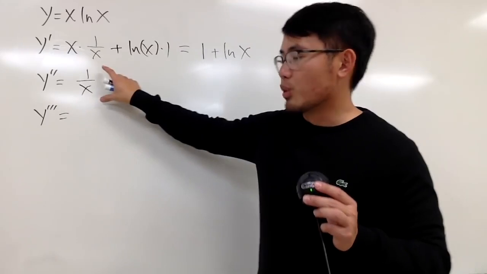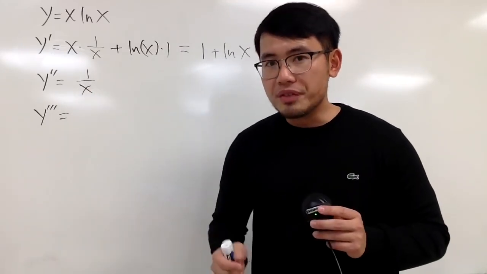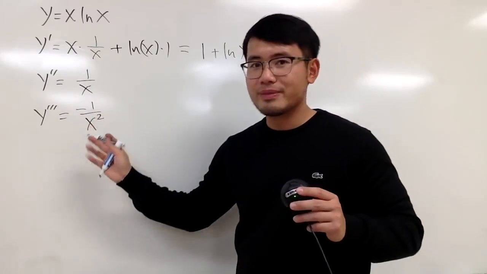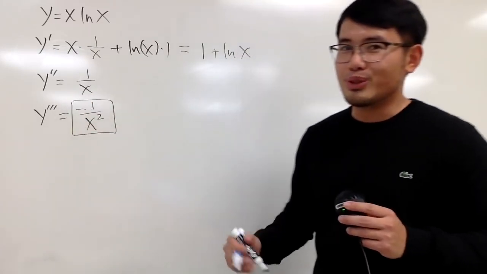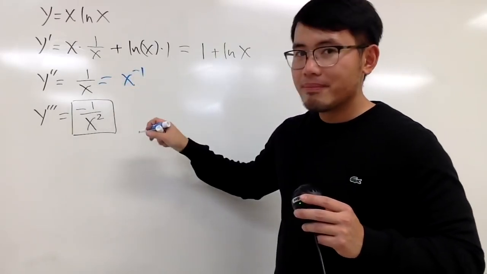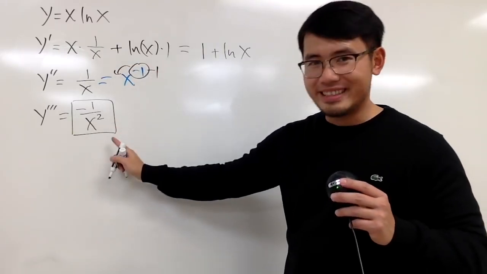And this is a good derivative to remember. When you have 1 over x to the first power, the derivative of that is negative 1 over x squared, right? So if you remember that, you can do some questions pretty quickly. But if not, you can write this as x to the negative 1. Bring the power to the front and then minus 1, and you end up with this, right?